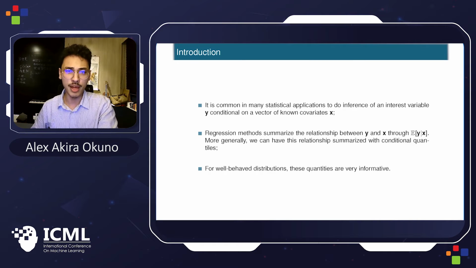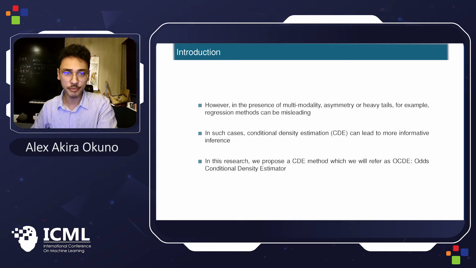It is very common in many statistical applications to do inference of a variable of interest y conditional on a vector of covariates x. Regression methods summarize the relationship between y and x through the expectation of y given x. More generally, we can summarize this relationship with conditional quantiles using quantile regression methods. These quantiles are very informative if you have well-behaved distributions, like a Gaussian distribution.